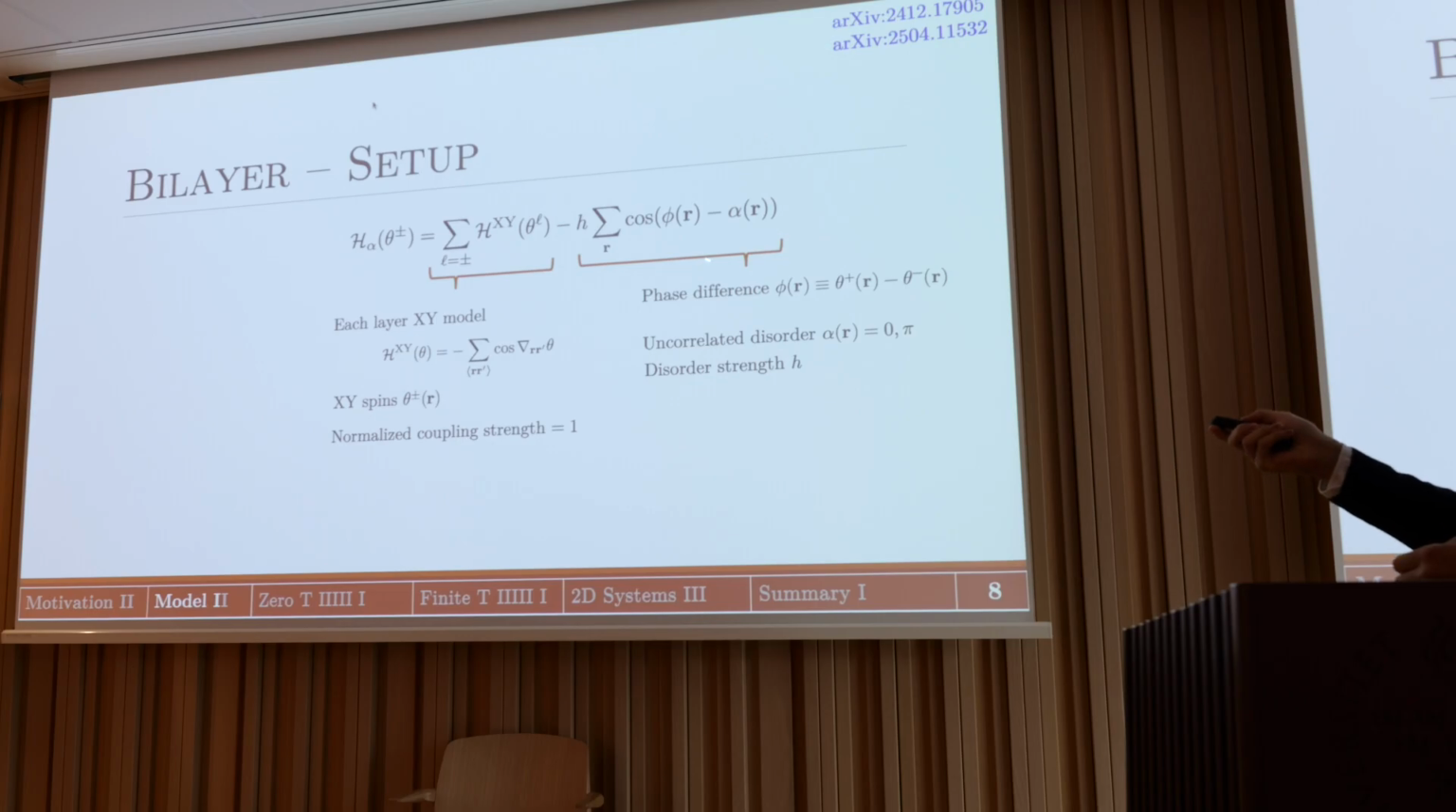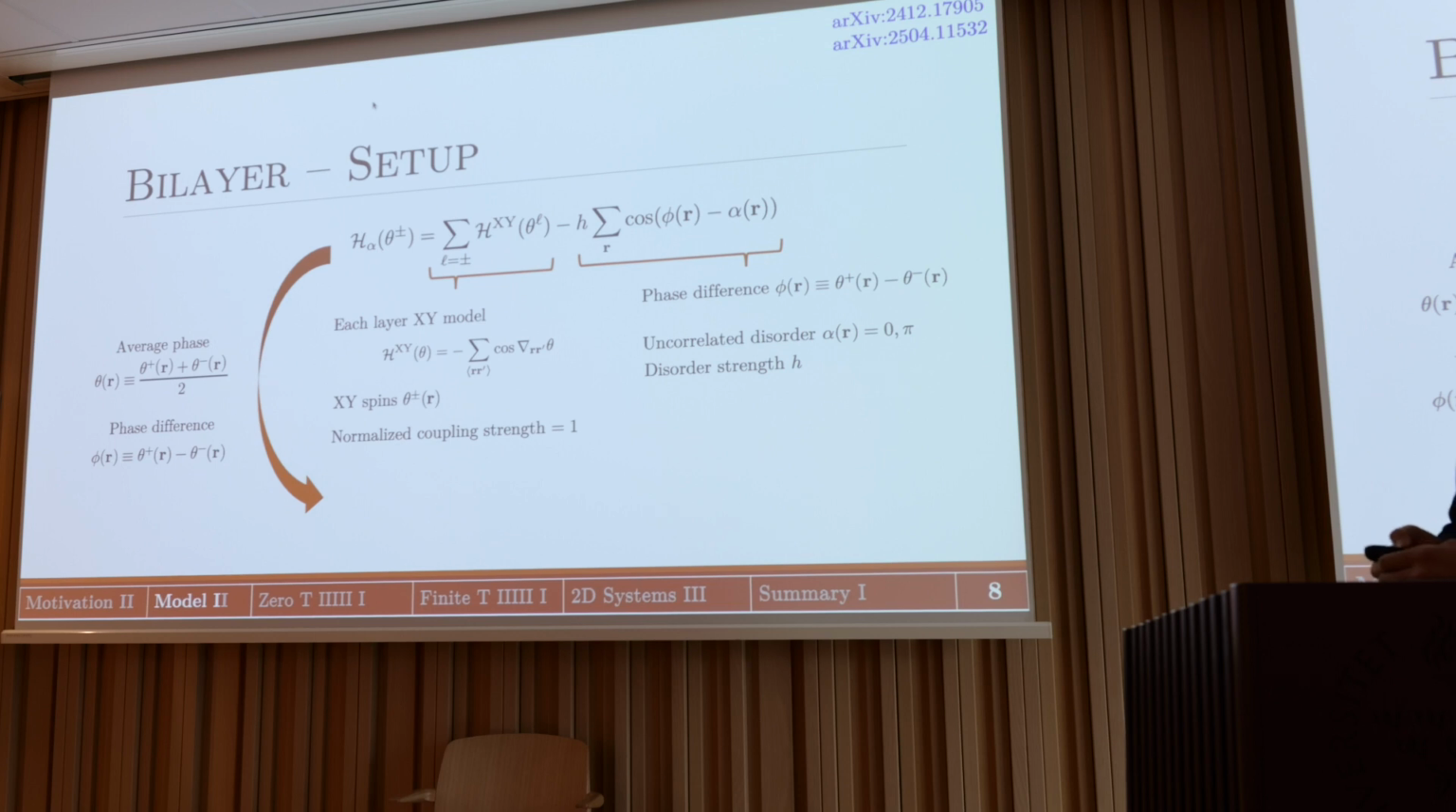Now, because the disorder is only coupled to the phase difference, it's more convenient to rewrite the 2 degrees of freedom into the average phase and the phase difference. Of course, if I were to take these change of variables literally, then my definition is not 2 pi invariant, right? If I change my theta plus by 2 pi and keep theta minus the same, then my average phase changes by pi. So this is not correct. Sorry, can I stop you?